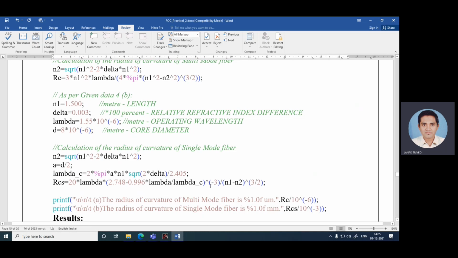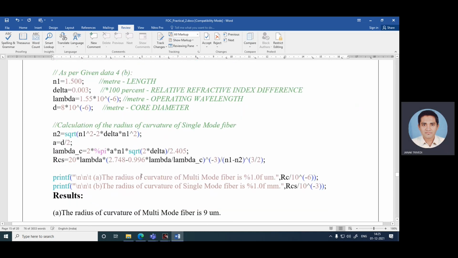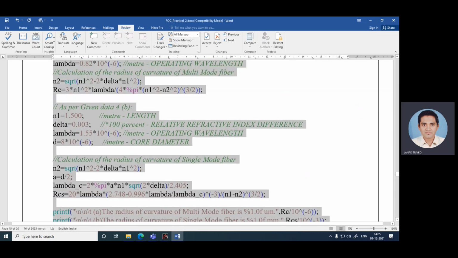So n2 is equal to the square root of n1 square minus 2 delta n1 square. a is equal to d by 2, lambda c is equal to 2 pi a n1 square root of 2 delta divided by 2.405, and Rcs is equal to 20 lambda times (2.748 minus 0.996 lambda by lambda c) raised to minus 3, divided by (n1 minus n2) raised to 3 by 2. Finally, display the result: printf the radius of curvature of multimode fiber, and printf the radius of curvature for a single mode fiber. Okay, let's try to run this program in Scilab and check the result.